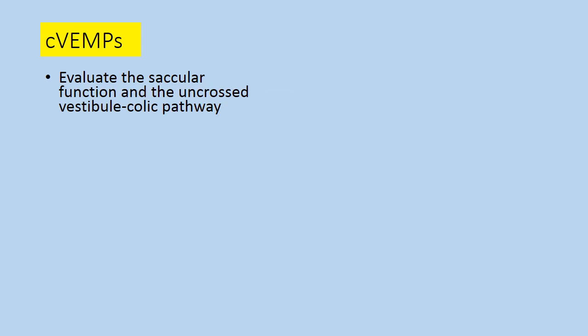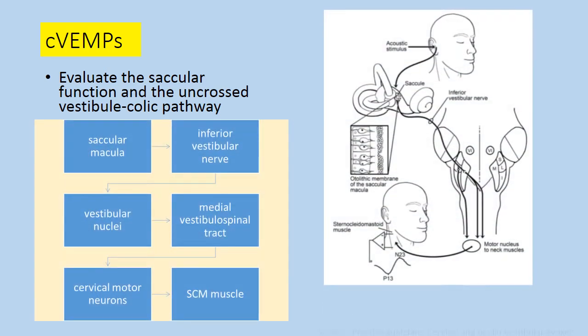cVEMPs evaluate the saccular function and the uncrossed vestibulocollic pathway. The pathway begins with the saccular macula via the inferior vestibular nerve to the vestibular nuclei, the medial vestibulospinal tract, cervical motor neurons, and ends in the SCM muscles. Kindly appreciate the diagram for the cVEMP pathway here, reported by Fife et al.